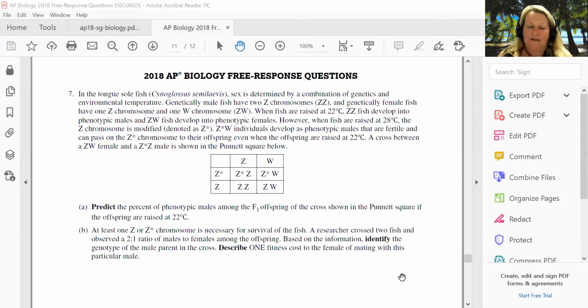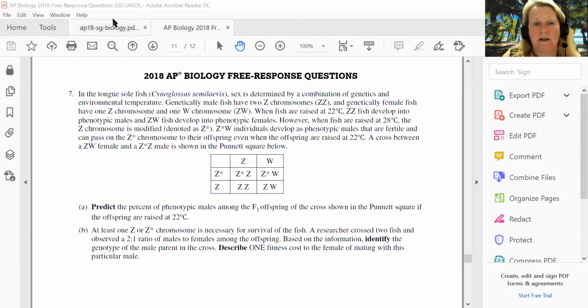All right, so let's go back to the last part of the question. We're not quite done yet, okay? The last part of the question says, describe one fitness cost to the female of mating with this particular male. Well, remember, Darwin defined fitness as how many genes you pass on to the next generation. Basically, he or she who leaves the most offspring to the next generation wins. So if a female mates with this male, every time they mate and produce an offspring, there's a 25% chance that offspring's not going to survive. So that's going to be a fitness cost to the female.